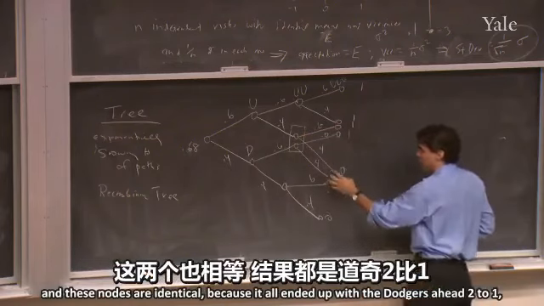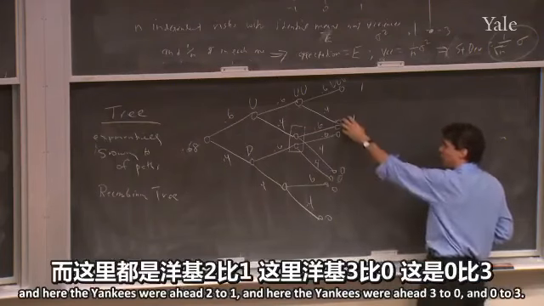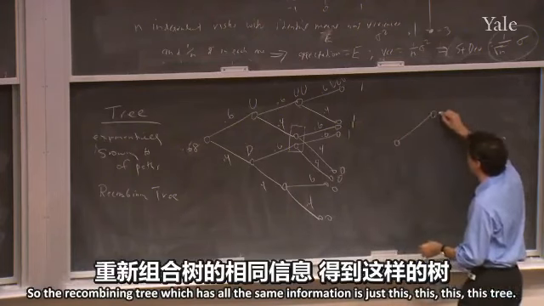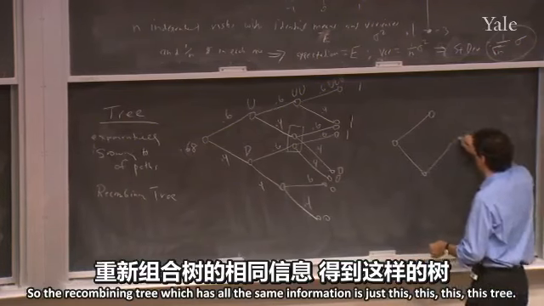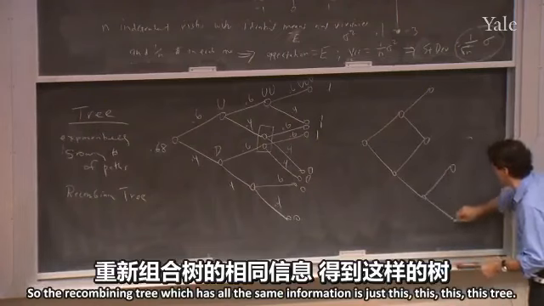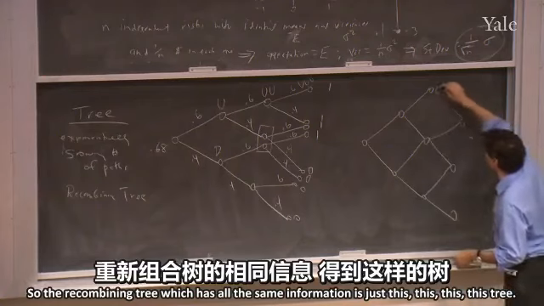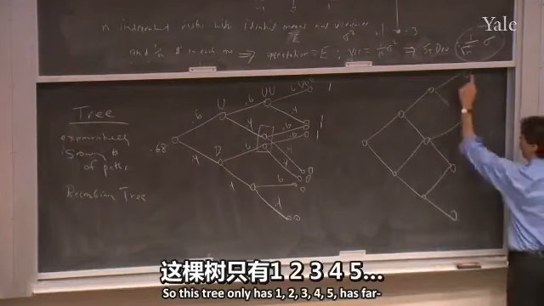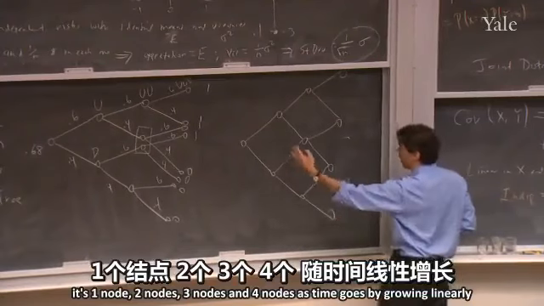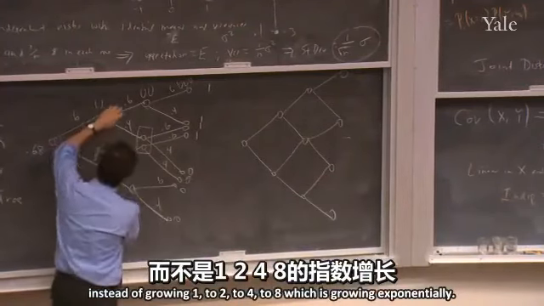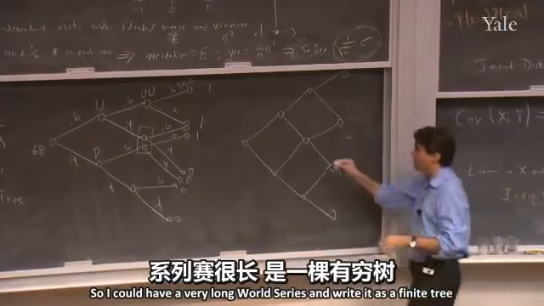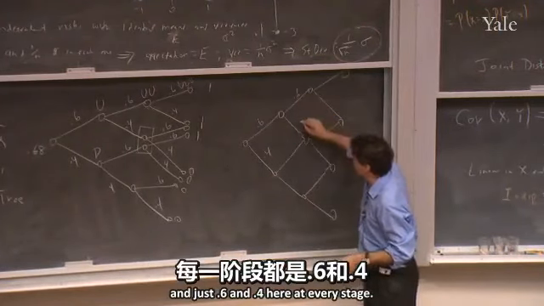And these nodes are identical because it all ended up with the Dodgers ahead 2-1. And here the Yankees were ahead 2-1. And here the Yankees were ahead 3-0 and 0-3. So the recombining tree, which has all the same information, is just this tree. This tree has 1 node, 2 nodes, 3 nodes, and 4 nodes as time goes by, growing linearly instead of growing 1 to 2 to 4 to 8, which is growing exponentially. So I could have a very long World Series and write it as a finite tree and just put 0.6 and 0.4 here at every stage.